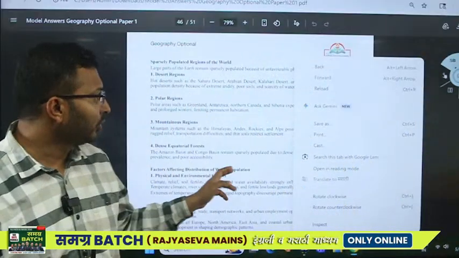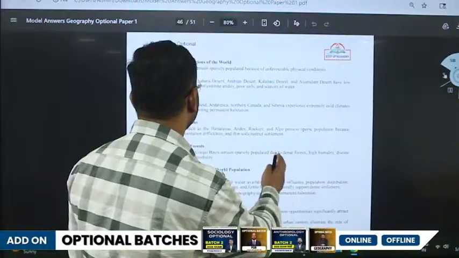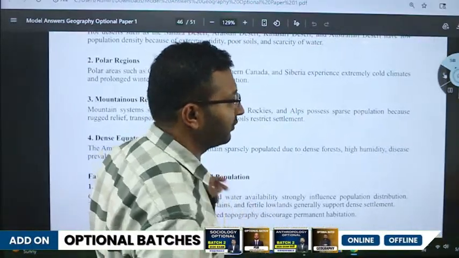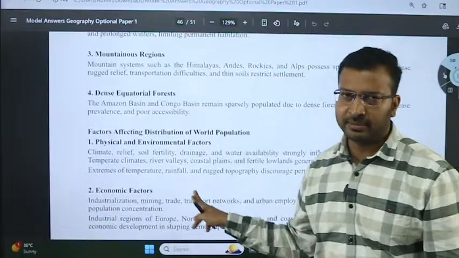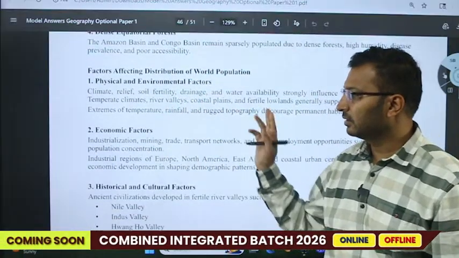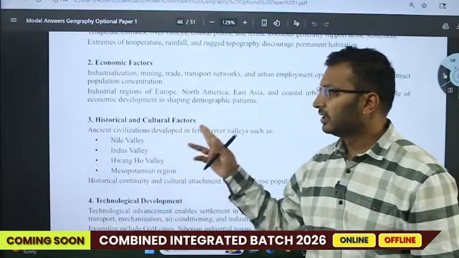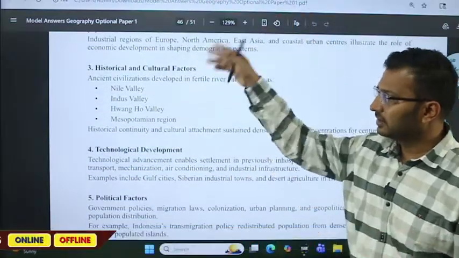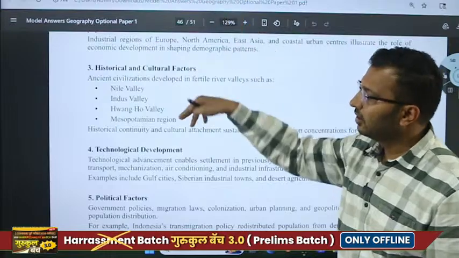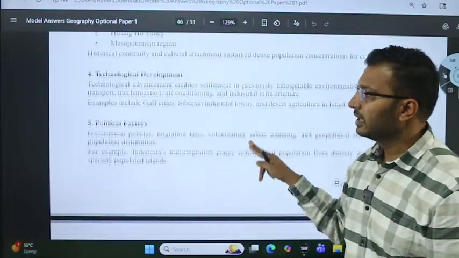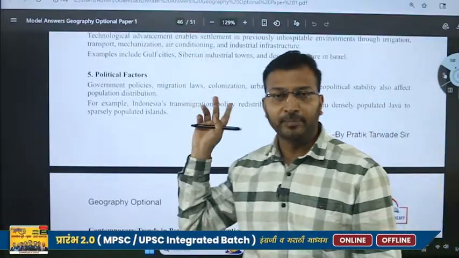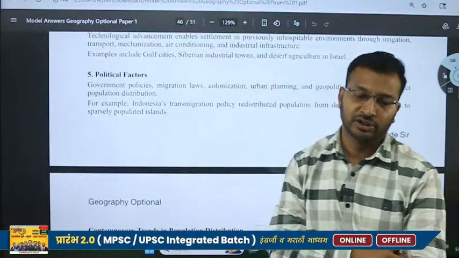And if time permits, you can also talk about the factors responsible for population distribution. तो कुछ factors वगैरह है, physical and environmental factors, economic factors, but you can mention examples as well, historical and cultural factors. You can mention these things at the start itself, or you can mention it separately as well. Technological development, for example, the Gulf states. Then political factors also play an important role in population distribution.